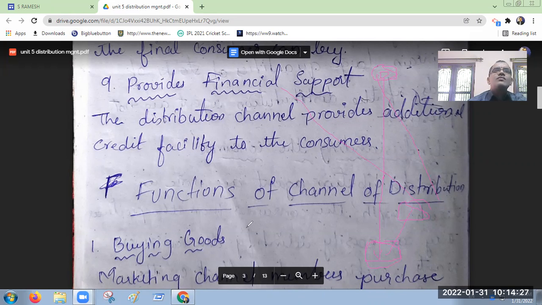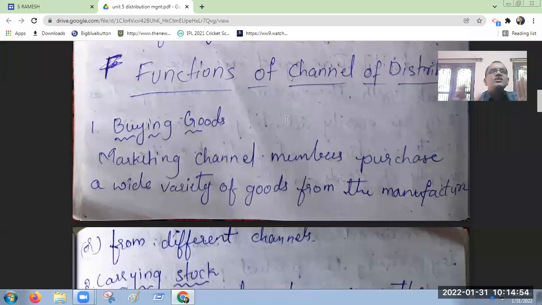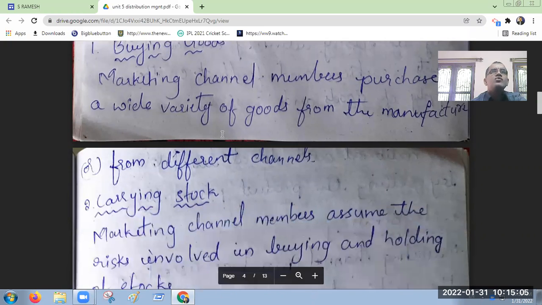Okay. Now, functions. So role and functions, you can see both are overlapping. Same topics, same points will be covered again in functions of channels of distribution also. The buying of goods.